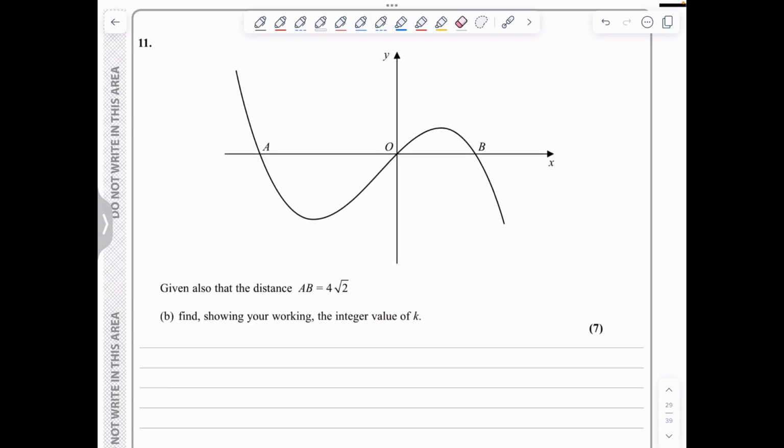In part B, we are given that the distance AB is 4√2, and we need to determine the integer value of k.